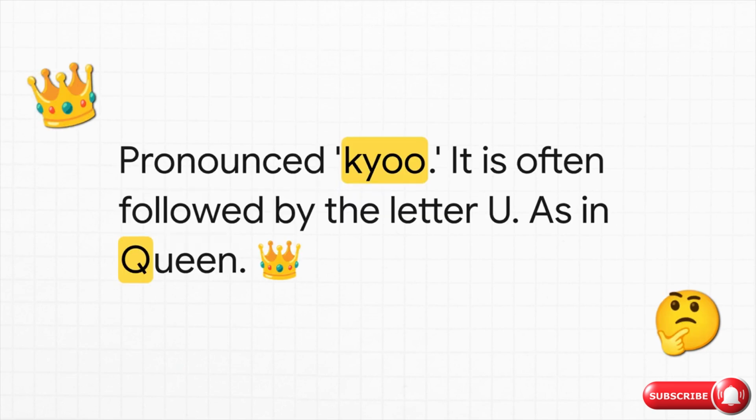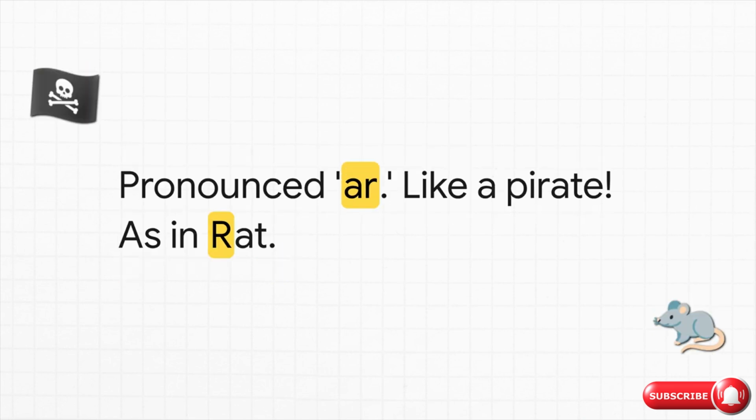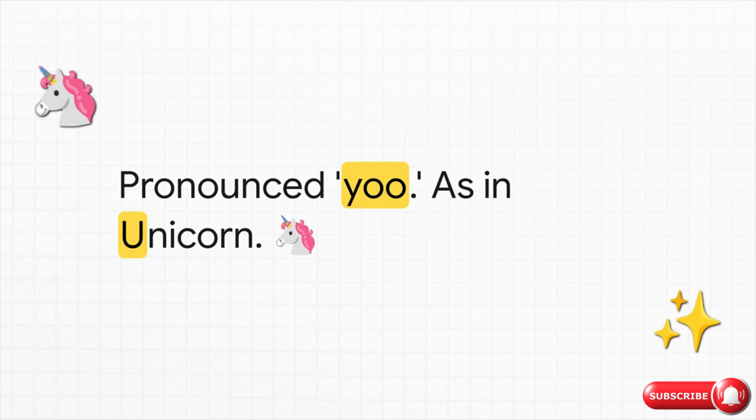Then there's Q, which has a cool sound, Q. A little fun fact, you'll pretty much always see it followed by U in any English word. The letter R is pronounced R. Yeah, you can even have a little fun with it and say it like a pirate, R. Then we have U, and it's pronounced exactly like the word you.